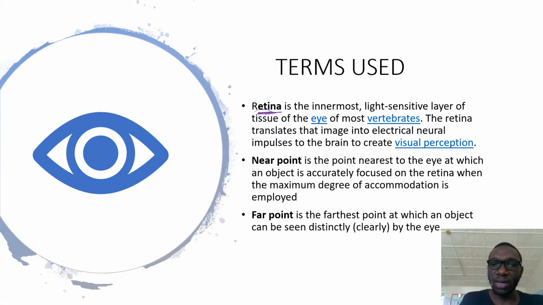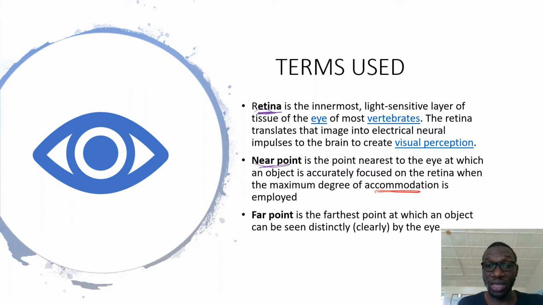We have another one as the near point. The near point is the point nearest to the eye at which an object is accurately focused on the retina when the maximum degree of accommodation is employed. Accommodation is the ability of the eye to adjust the focal length in order to be able to see distant and nearby objects. So for the normal eye, the near point may be about 25 centimeters. That's the point where you can place an object and you still see it clearly.